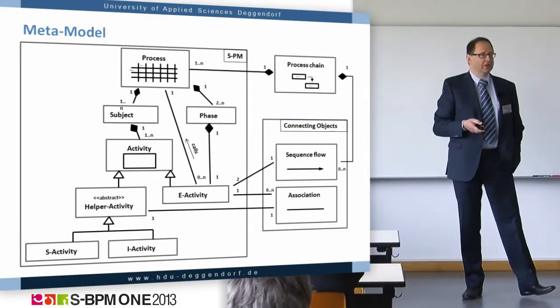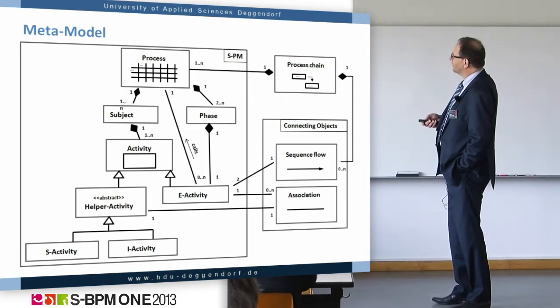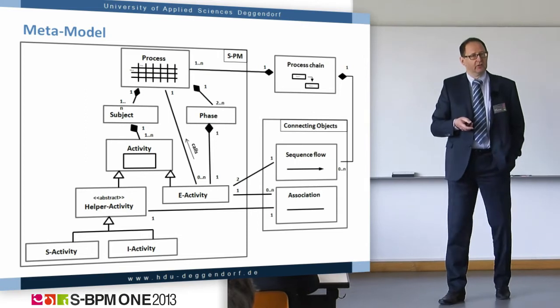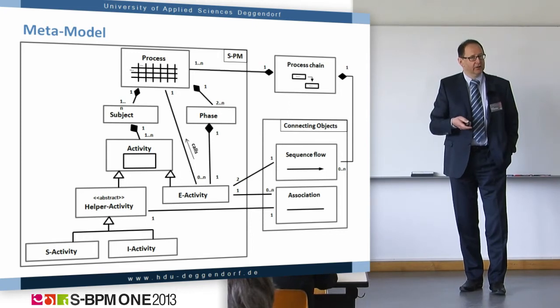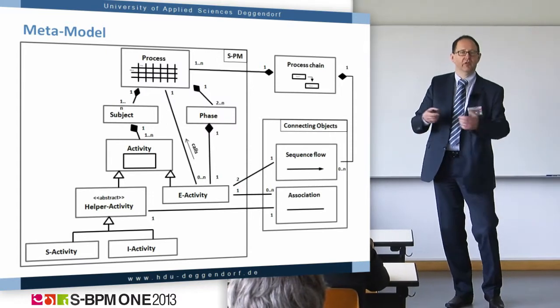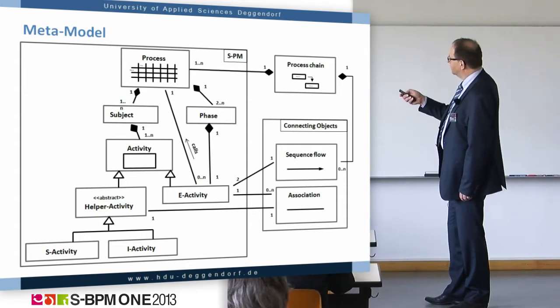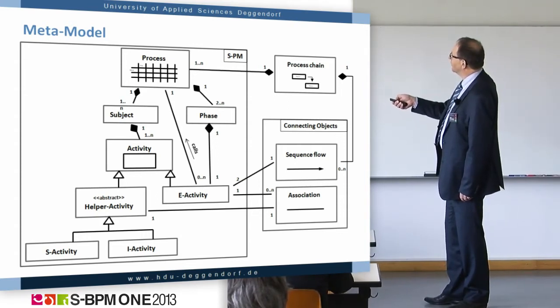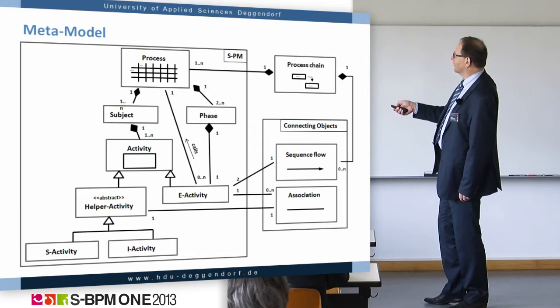Okay, in addition, the meta model, well, I won't go into too much detail of this here. In fact, this is again like an entity relationship model, and it specifies cardinalities across the various concepts, so how they relate to each other. In part, we have already seen it. So there's an activity, which is subdivided into E activities and helper activities. E activities, there's just one per phase.